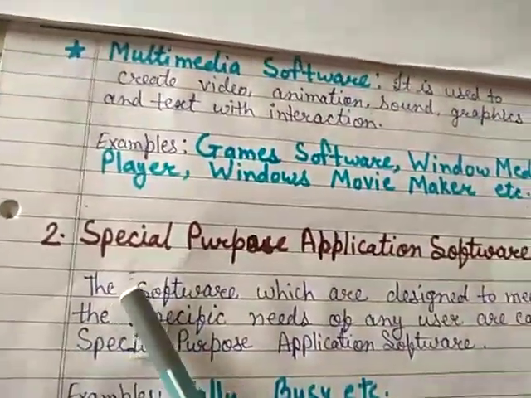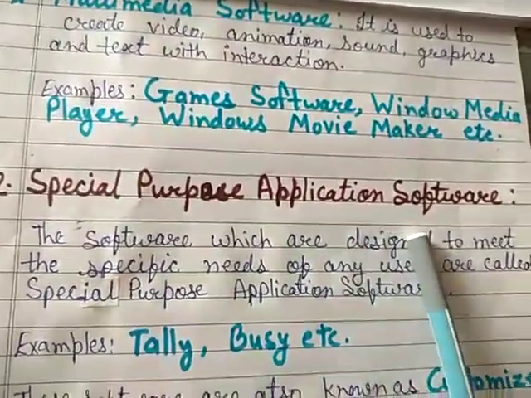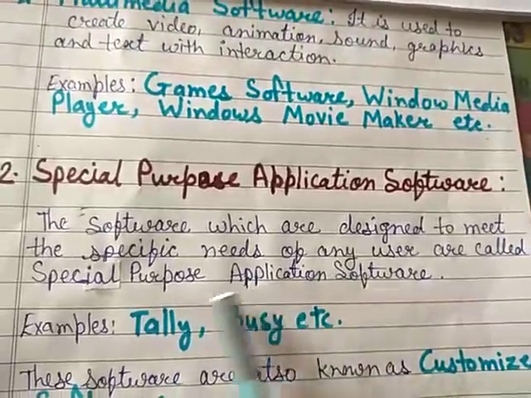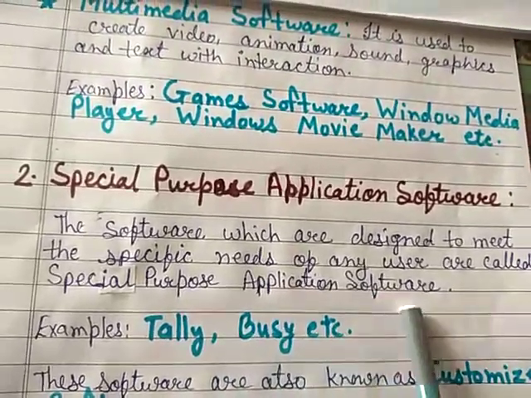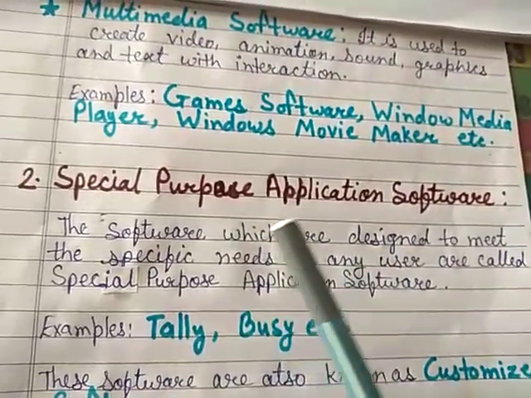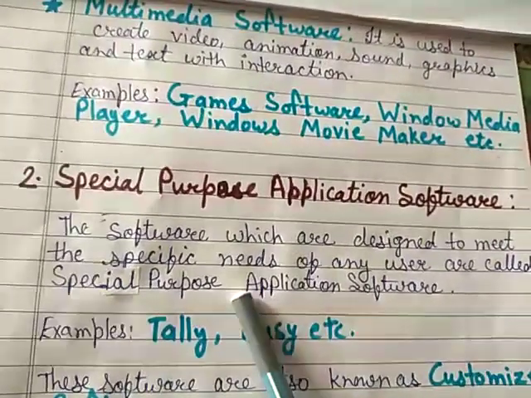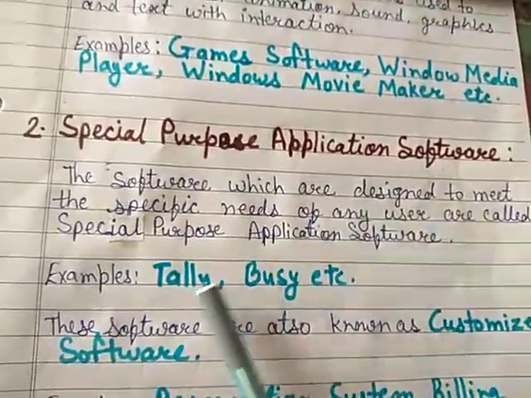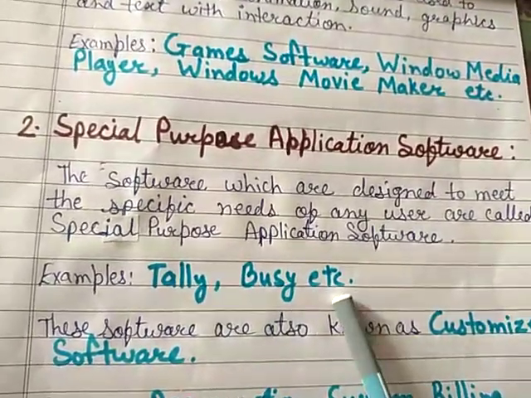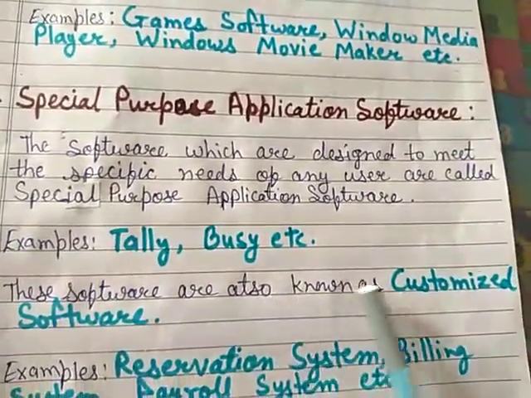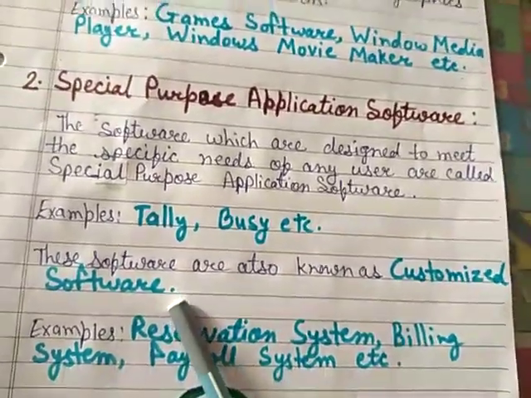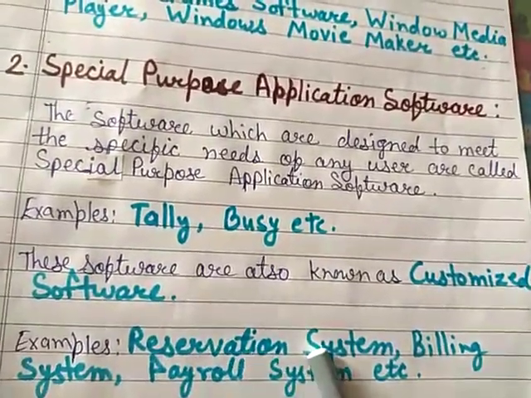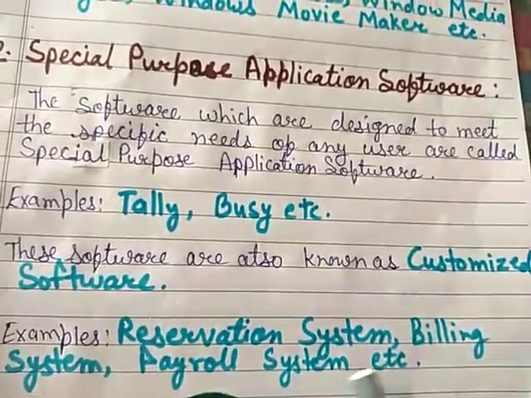The second one is special purpose application software. These software which are designed to meet the specific needs of any user are called special purpose application software. That means जो किसी specific needs को fulfill करने के लिए ये software use होते हैं, these are called special purpose application software. The examples are Tally, Busy, etc. These softwares are also known as customized software. We also call them as customized software. The examples are reservation system, billing system, payroll system, etc.